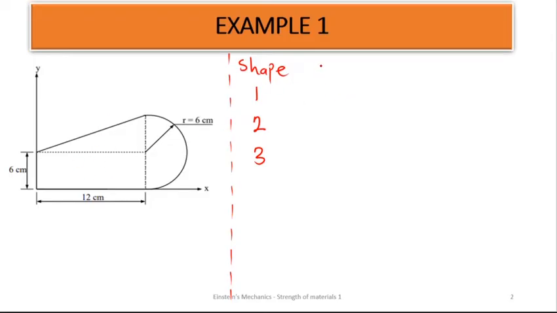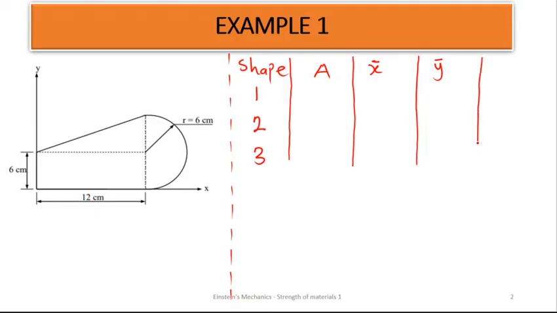For each of them, I have to get the area, and for each I have to get the X bar and the Y bar. So this is the table approach: the area, the X bar, and the Y bar. You can do that nicely by getting your table done. So I can say this is my figure 1 and this is my figure 2. I'll call this my figure 3.